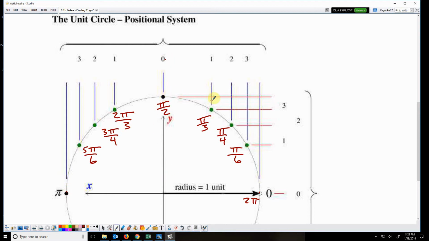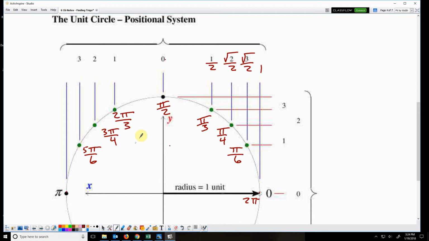When you go to the first position, x is 1 over 2. Second position, it's root 2 over 2. Third position, x is root 3 over 2. And the fourth position puts us all the way to the right of the unit circle. That is 1.